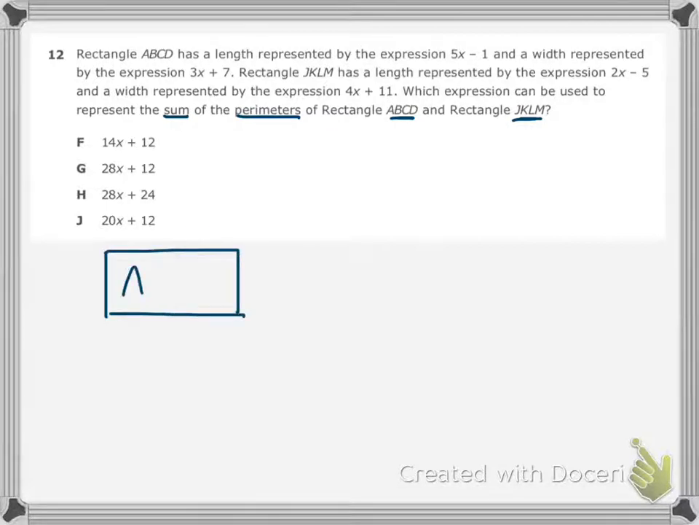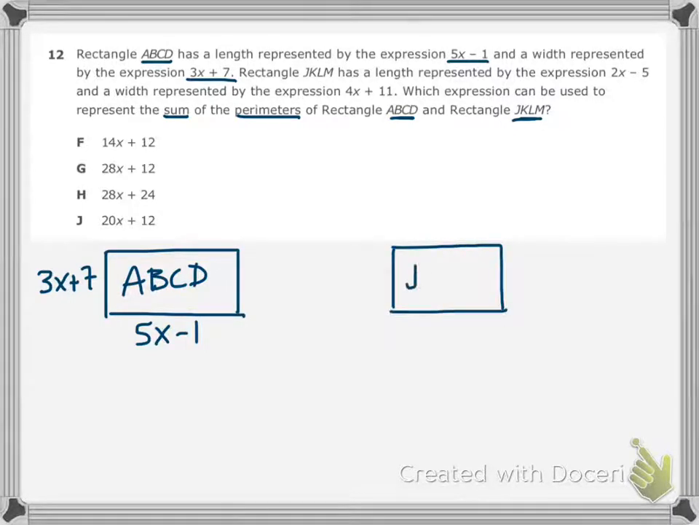We've got rectangle ABCD again. And it says at the beginning that ABCD has a length represented by 5x minus 1. So that goes here. And a width represented by 3x plus 7. So that's on the side. Okay. I'm just drawing my pictures right now. Then we have the other rectangle, JKLM, and it has a length represented by 2x minus 5, and a width represented by the expression 4x plus 11.